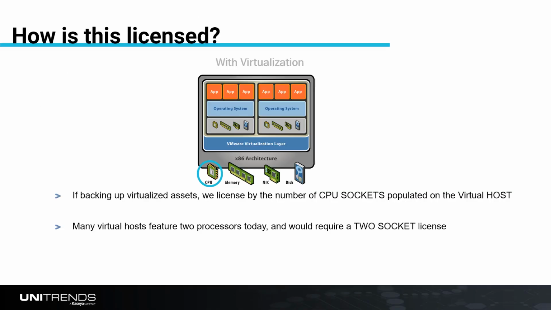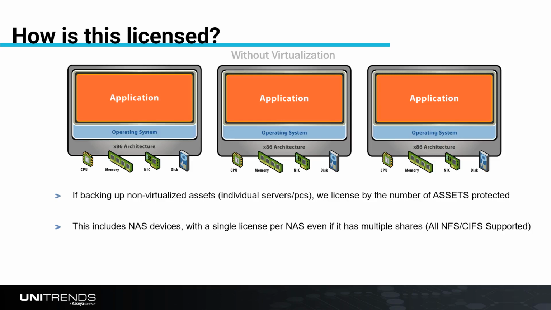And of course, how is this licensed? If we're backing up virtualized assets, we're going to license by the number of CPU sockets populated on the virtual host. Many hosts today have two processors, meaning that they would need a two-socket license, and this only is specifically when virtualization is in use. When we don't have virtualization in the environment, we're backing these up as assets. So individual servers, PCs, or a NAS device. A single NAS is just one license, even if it's got multiple shares, and we support pretty much any NAS device. If it supports NFS or CIFS, it's a NAS, and we can protect that data.